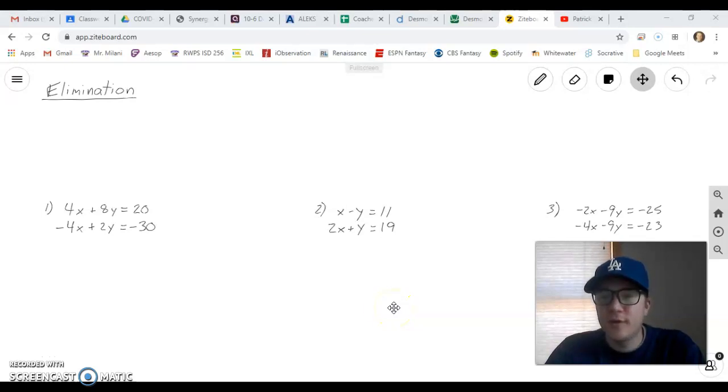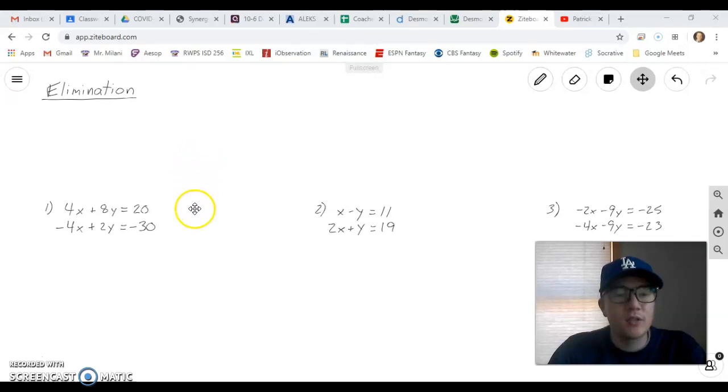Good afternoon, everybody, and welcome to another video of our solving systems of equations. Today we're looking at something a little different now. We're going to be seeing these in different forms, and we're going to be solving by elimination. We've got three examples for us.